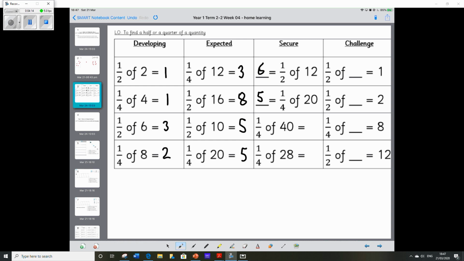Now, this next one could have taken you ages, or you could have thought you could use your 10 bars. So a quarter of 40 actually ends up being 10 plus 10 plus 10 plus 10.